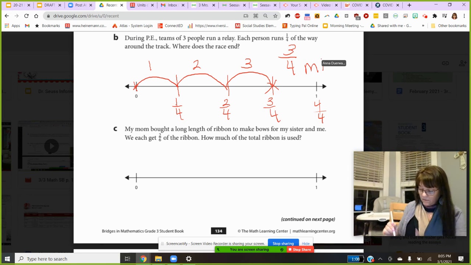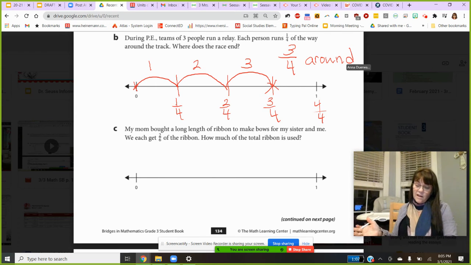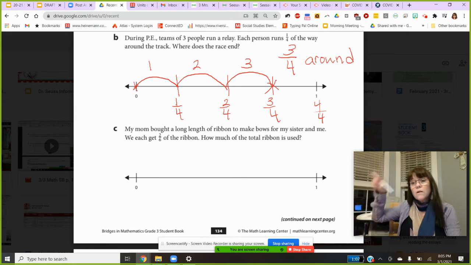Well, it's not a mile. It's 3/4 around. Because they didn't tell us how much one way around was. We don't know the distance once around. Could be a mile. Might not be. But we know it's 3/4 round.